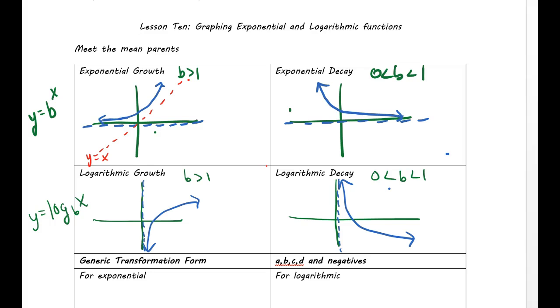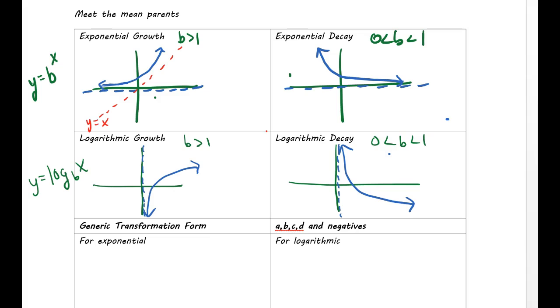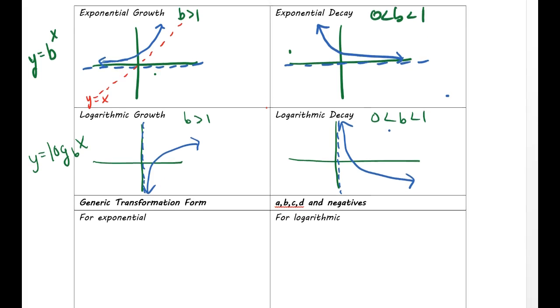But these are the four. If you want to commit them to memory, that's great. What that means is that the parent function might always be different because the b could change for any problem. The b could be a 2 or a 3 or a 4, and it would change the steepness of this, okay? So same thing here. If the base was a 2, 3, 4, it would change how steep this thing is, and that's going to come with experience, and we'll do a few examples here, okay?